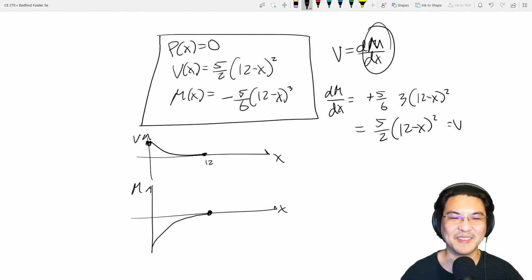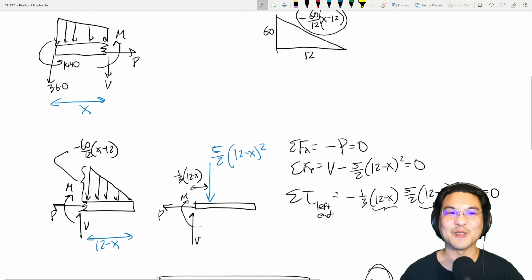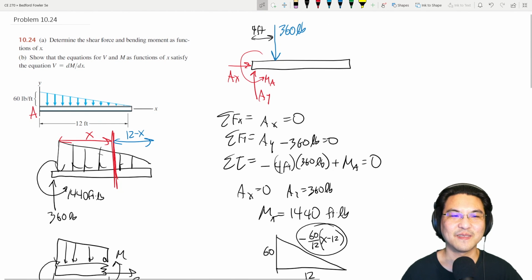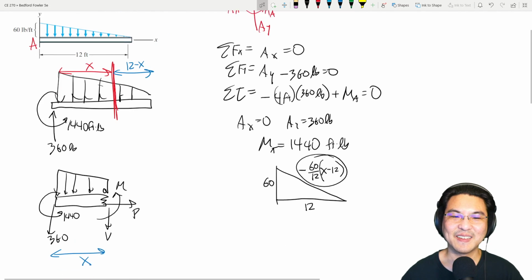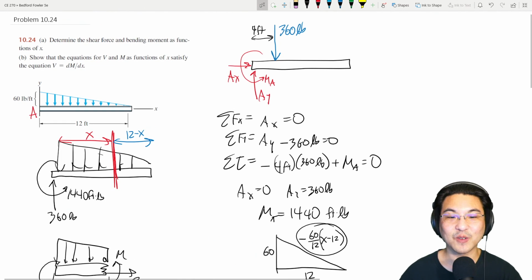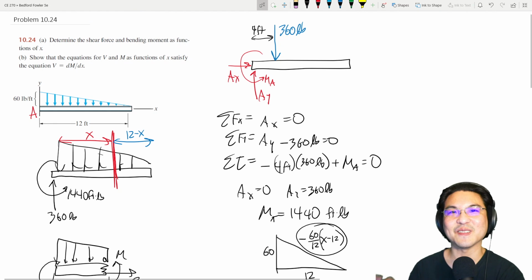I mean, this is foreshadowing for the next section of the chapter, which is the calculus relationship between distributed load, shear, and bending moment. Okay, so give this one a try. Let me know if you have any questions, and I'll see you in the next video.